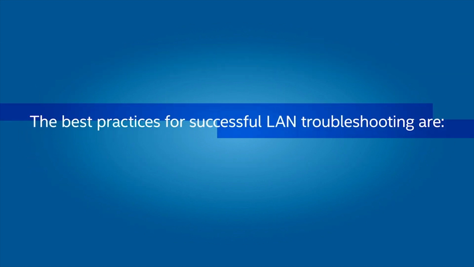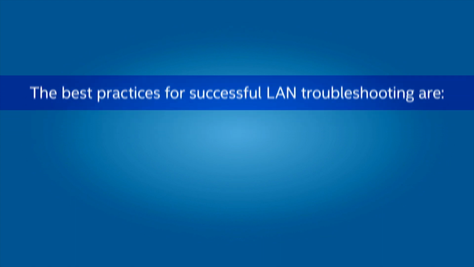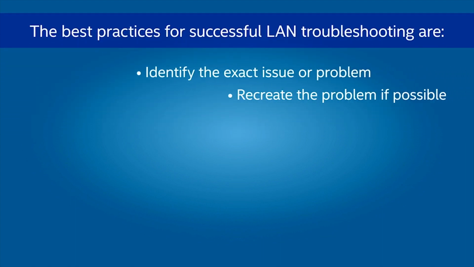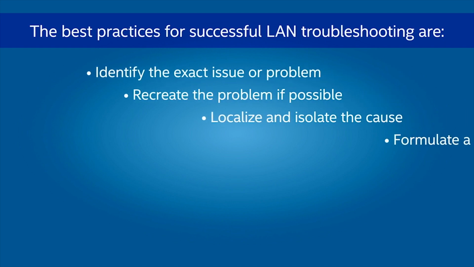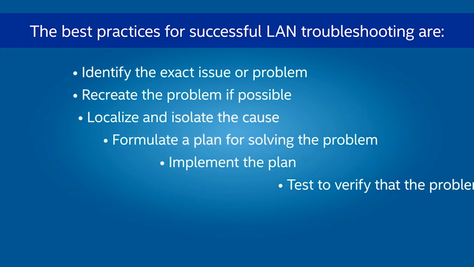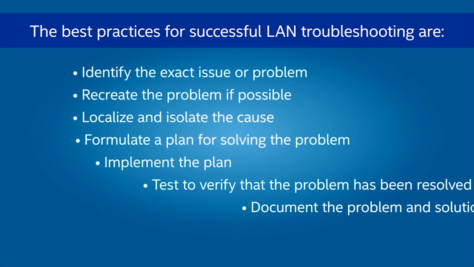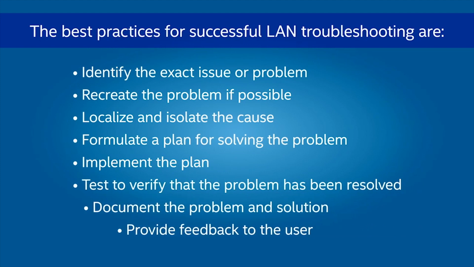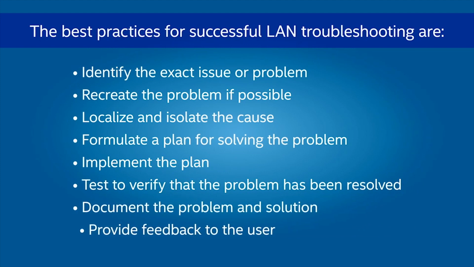LAN troubleshooting. The best practices for successful LAN troubleshooting are: identify the exact issue or problem. Recreate the problem if possible. Localize and isolate the cause. Formulate a plan for solving the problem. Implement the plan. Test to verify that the problem has been resolved. Document the problem and solution. Provide feedback to the user.